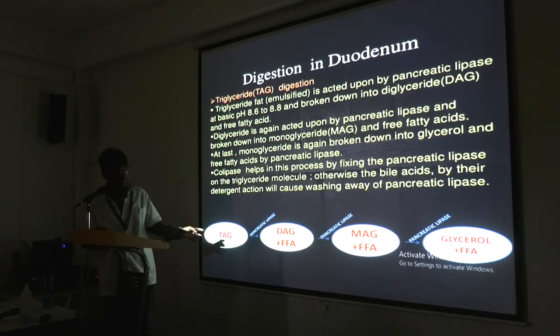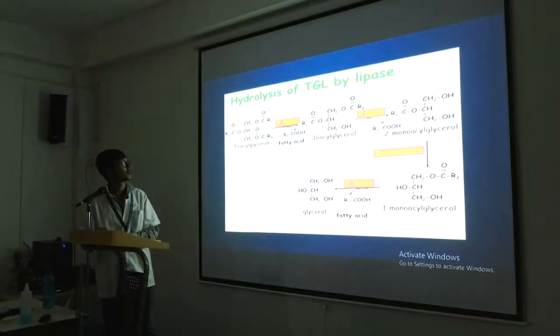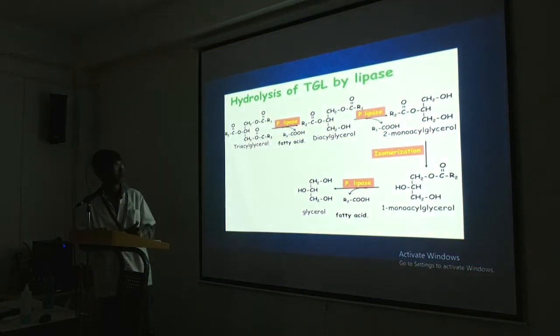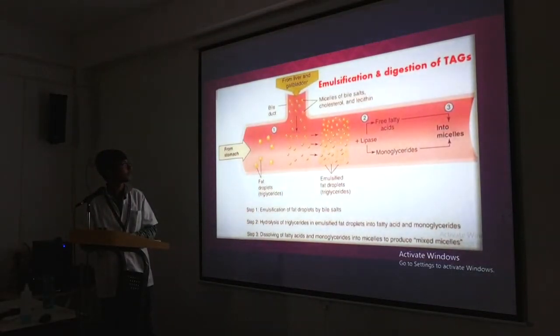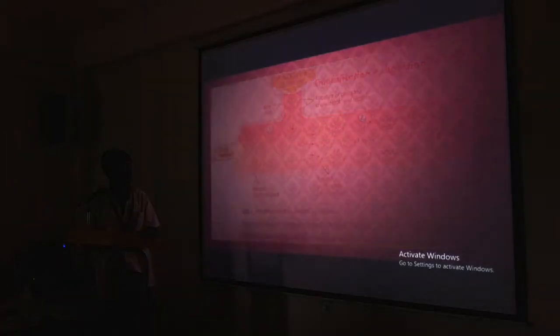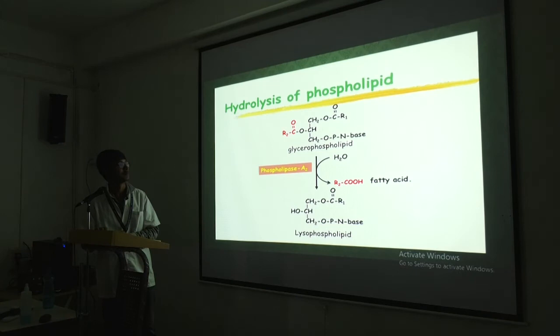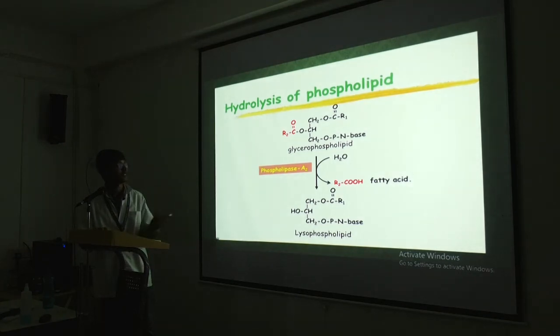Here is the schematic diagram for the procedure and a better understanding. The proper schematic diagram and the broken down chemicals are represented in this slide for understanding. Here is one more diagram. Hydrolysis of phospholipids is from the glycerol phospholipid to lysophospholipid by the enzyme phospholipase A2.